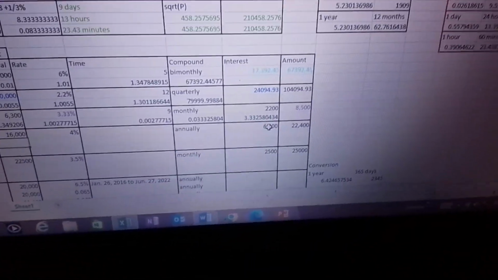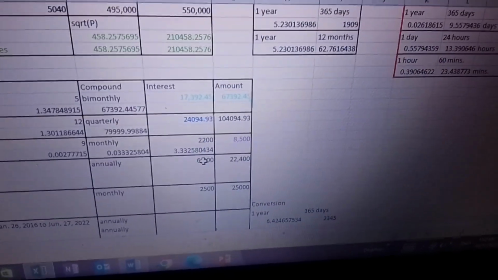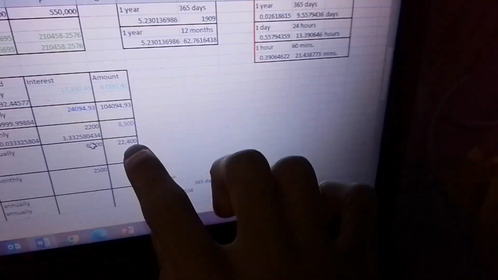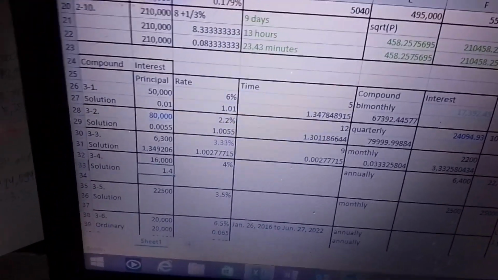But the time is not known. How do we do that? Remember, for the time, we need to do something. In general, what we do is future value divided by the principal. So you have 22,400 divided by 16,000, and we're supposed to get 1.4. Right? That's future value divided by the principal.